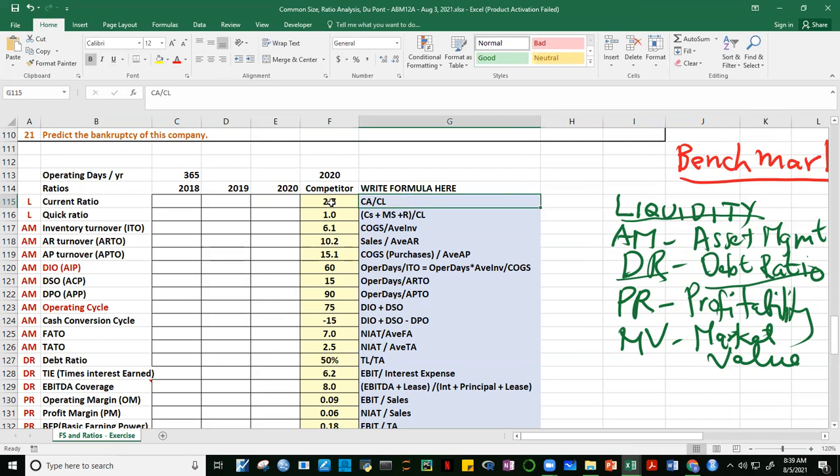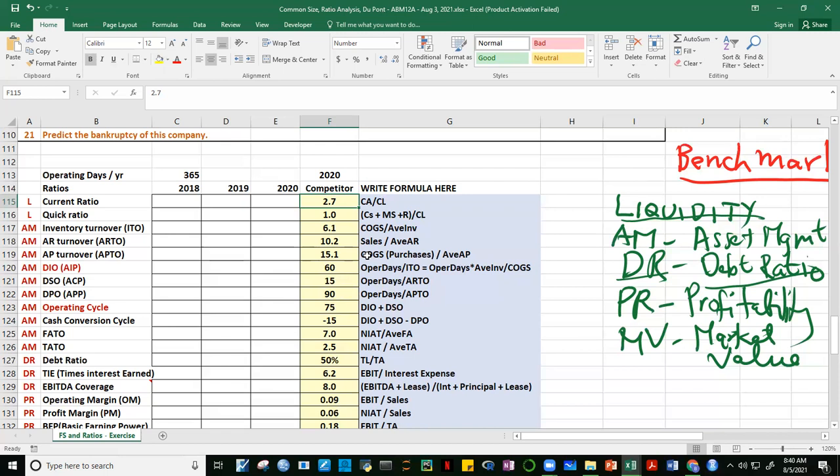Ano ibig sabihin ng 2.7 na to? Ang technique dyan sa ratios, guys, lalagyan yung denominator 2.7 over 1. Diba? 2.7 is just equal to 2.7 over 1. It means that for every 1 peso of current liability, the company has 2.7 pesos of current assets in order to pay for this current liability. Okay? So does that mean that the company has sufficient funds to pay its current obligations? Kasi 2.7 pesos ng current assets per 1 peso of current liability.